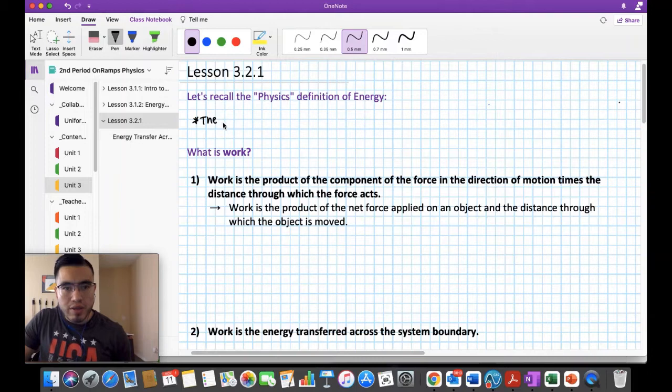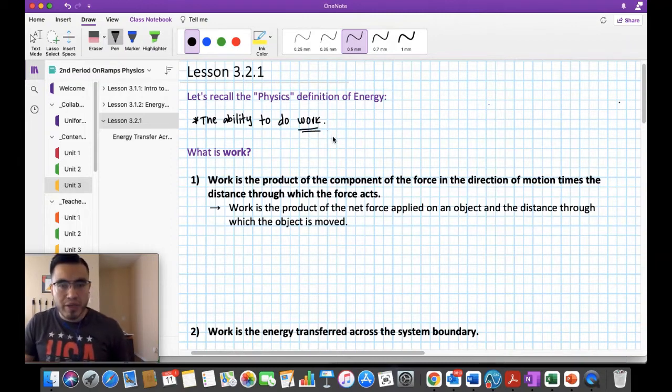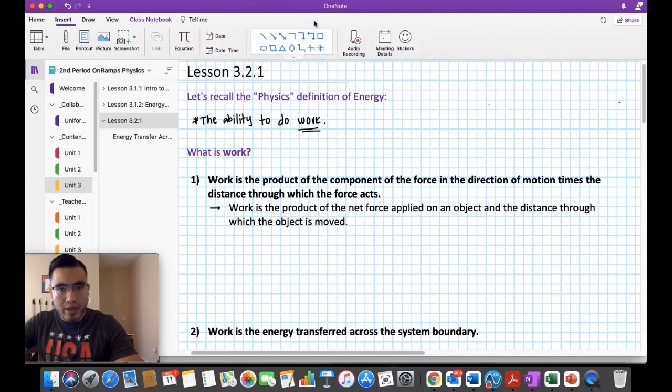The ability to do work. And I said we would define work in a different way, the physics way, right? Let me fix this H so it looks more like an H. There you go. The ability to do work. That is energy. So what is work? Before we move on, this should be an indication that energy and work are related.